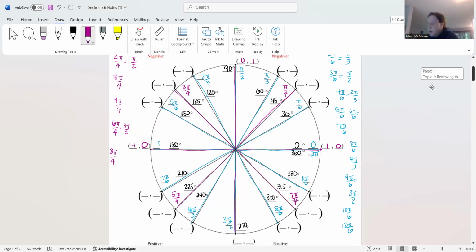Barely. And then right here, we're at 0, -1. And then finally, if we go back to 2 full pi, or 360 degrees, that puts us right back at 1, 0. So now we have to fill in the ratios of the others, okay?